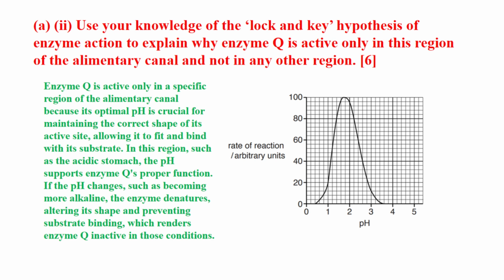Enzyme Q is active only in a specific region of the alimentary canal because its optimal pH is crucial for maintaining the correct shape of its active site, allowing it to fit and bind with its substrate. In this region, such as the acidic stomach, the pH supports enzyme Q's proper function. If the pH changes, such as becoming more alkaline, the enzyme denatures, altering its shape and preventing substrate binding, which renders enzyme Q inactive in those conditions.